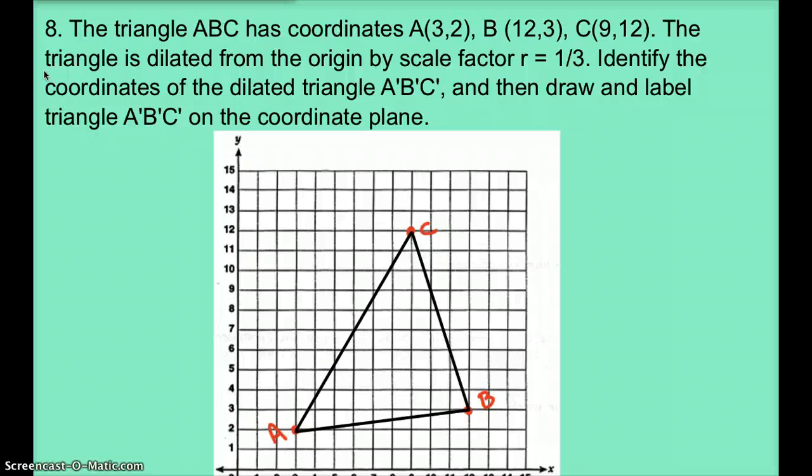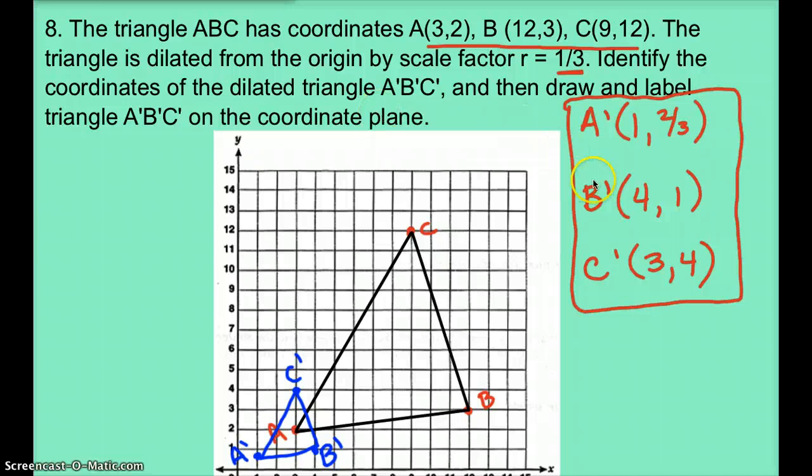Okay, I want you to try number 8 by yourself. You have triangle ABC. They give you the ordered pairs right up here for you. And the scale factor is 1/3. So they want you to identify the coordinates and draw the new triangle. So I want you to pause the video and attempt this on your own, and then you can check back and see if you were right. But remember, you're taking your scale factor 1/3 and multiplying it by every single coordinate up here individually, and that will tell you where the new points are.